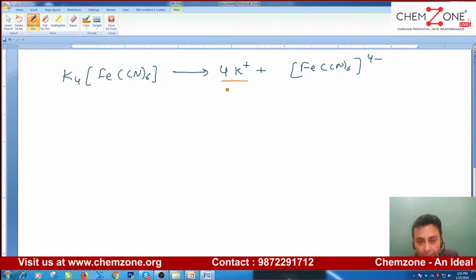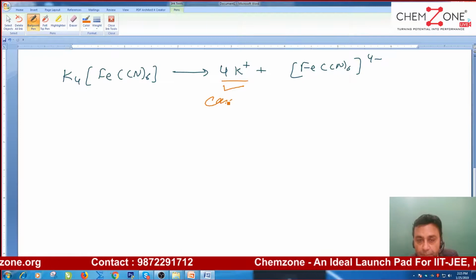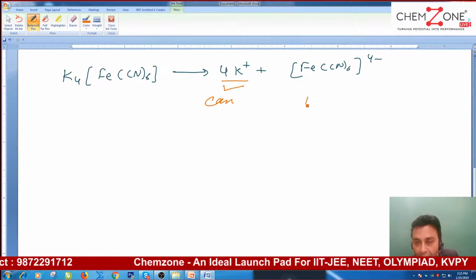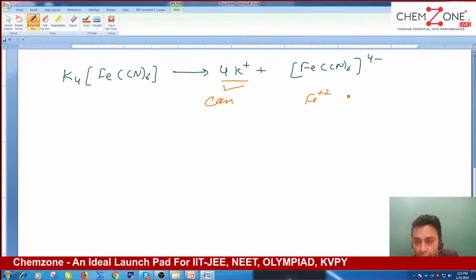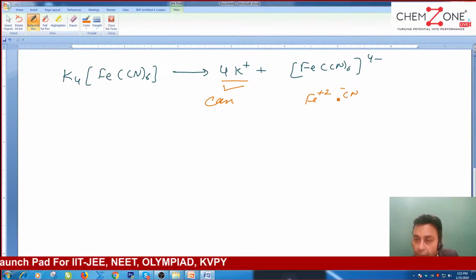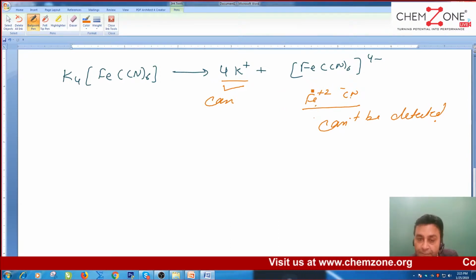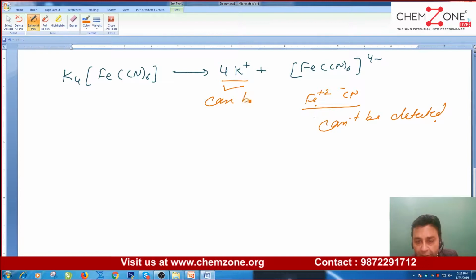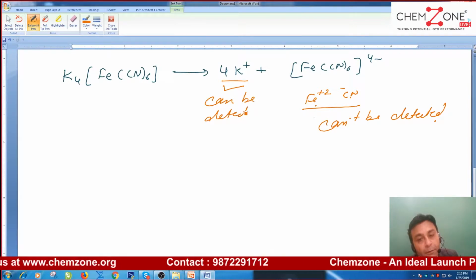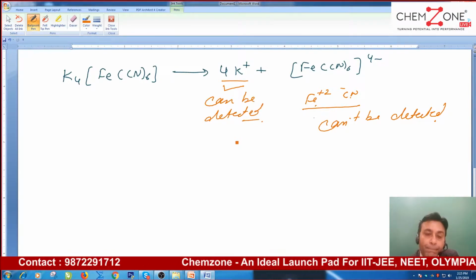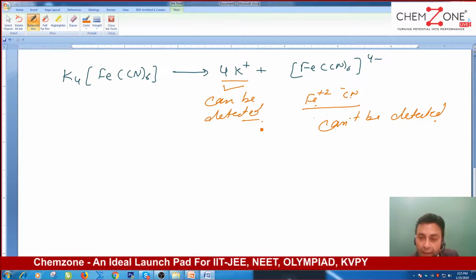It means the potassium ion can be detected. But we don't have free iron ion or cyanide ions. They are in the complex, they are not free, and they cannot be detected. By a suitable chemical test we cannot detect iron ion and cyanide in this complex, but potassium ion can be detected. So this is the basic idea.